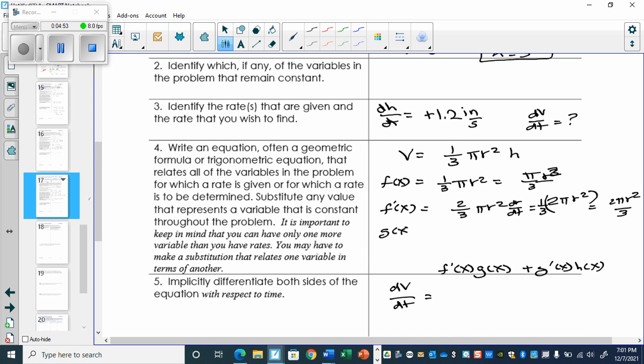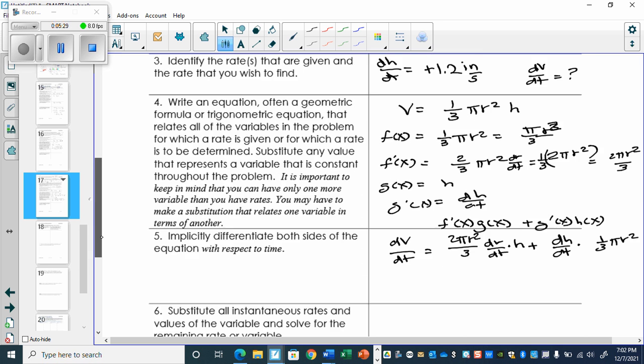Anyways, so g of x equals h, and g prime of x is dh/dt. So just filling this in, f prime of x, I'm going to write 2 pi r squared over 3 dr/dt, and don't forget you're multiplying h, plus see dh/dt, and we're going to rewrite this appropriately, times my f of x, which is 1/3 pi r squared.